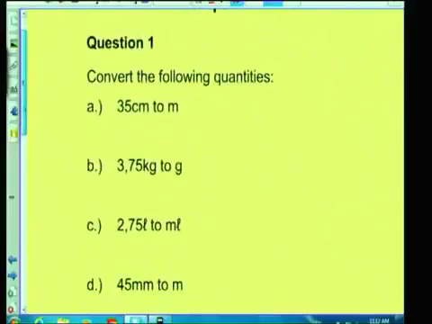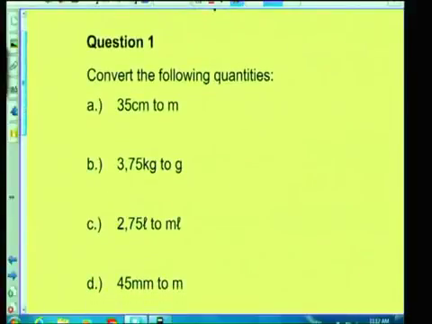So let's start with the very easy ones first. A typical type of paper 1 question. So let's have a look at it. You're given the following quantities and you're asked to make some conversions. Now the first one, 35 centimeters, and you need to convert it to meters.